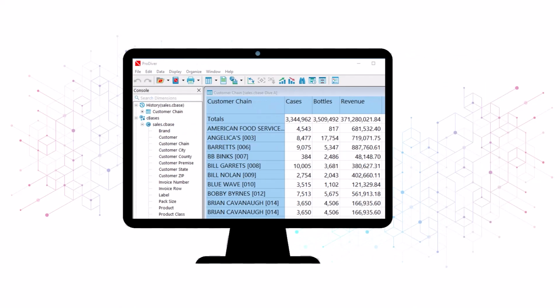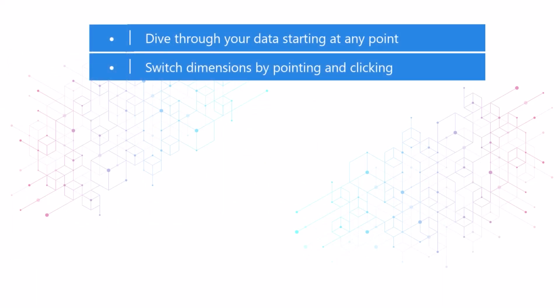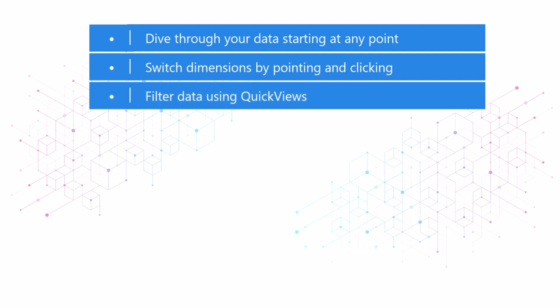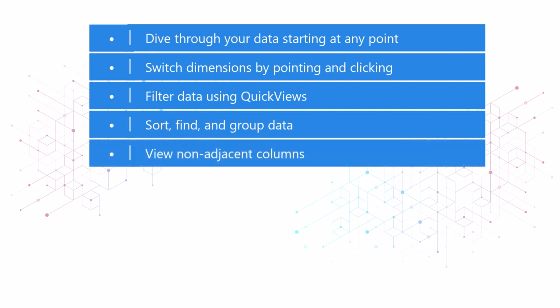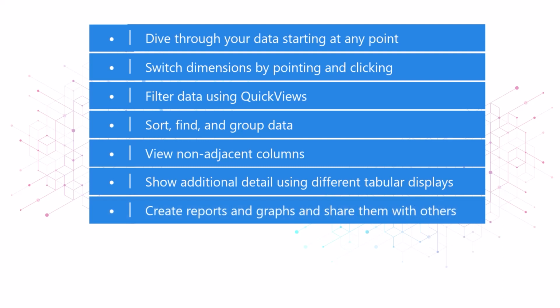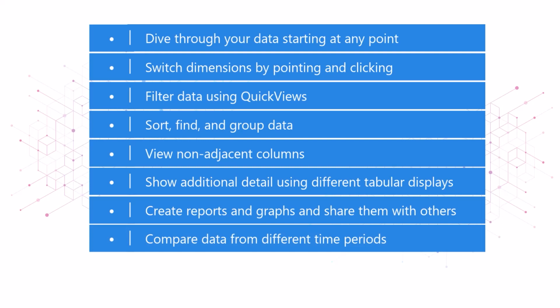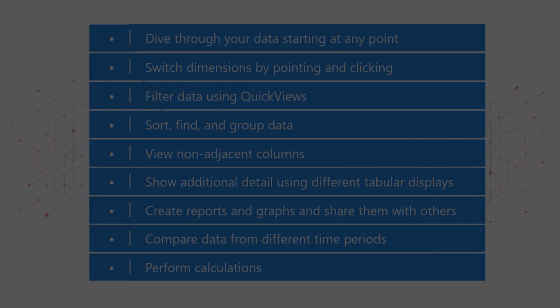With ProDiver, you can dive through your data starting at any point. Switch dimensions by pointing and clicking. Filter your data using quick views. Sort, find, and group data. View non-adjacent columns. Show additional detail using different tabular displays. Create reports and graphs and share them with others. Compare data from different time periods and perform calculations.